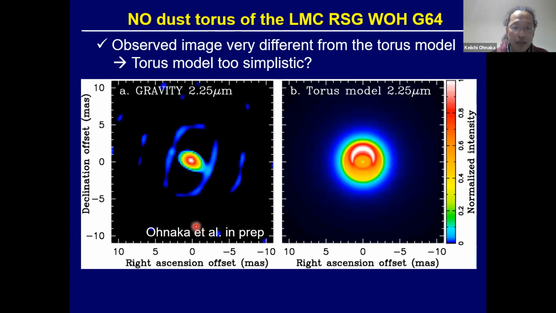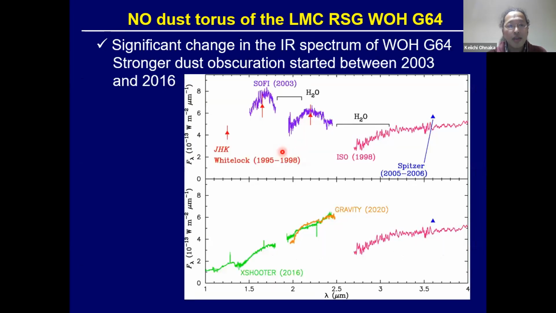And if we compare the observed image with the image predicted from the previous torus model at 2.25 micron, they don't look very similar. Actually, they look quite different. So maybe our torus model, which was based on the MIDI data, was too simplistic, because we had only 4 MIDI data points at 4 different position angles, but at the same projected baseline. Well, that is probably partially true, but maybe there is another reason, which is the time variation.